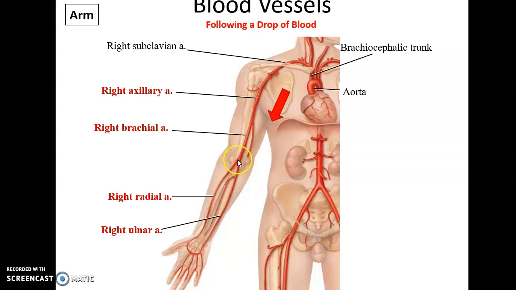This will then split into the radial artery, which runs along the lateral side of the forearm, same place the radius is, and then the ulnar artery on the medial side of the forearm, same place as the ulna is. So axillary, brachial, radial, or ulnar.